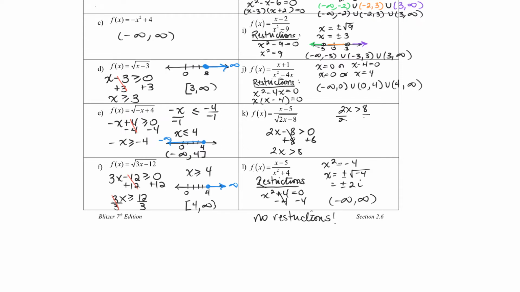Divide both sides by 2. X is greater than 4. So when I'm thinking about my number line now, 1, 2, 3, 4, I'm going to be putting an open circle instead of a closed circle on 4. And my domain is going to be from 4, parentheses, right, to positive infinity.